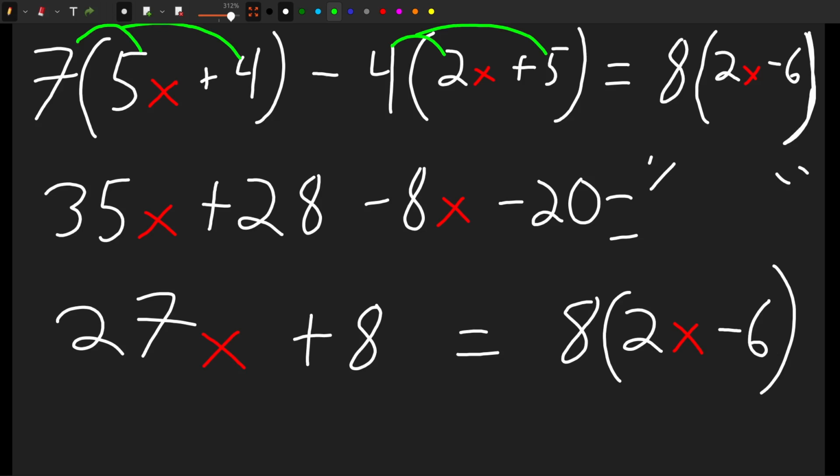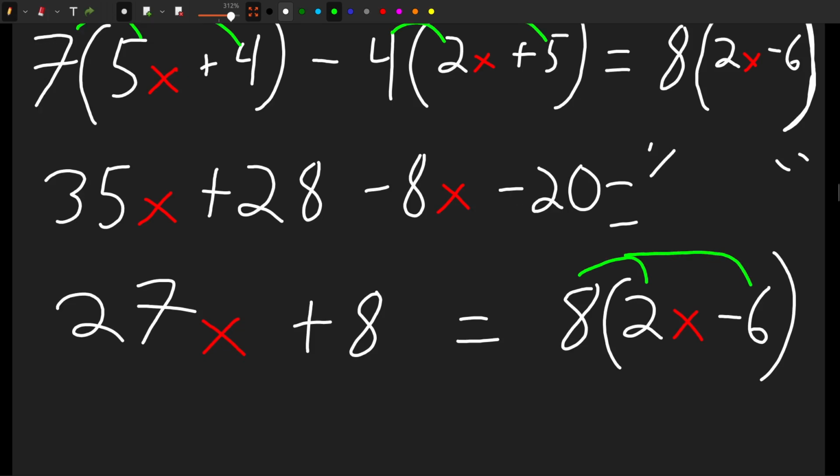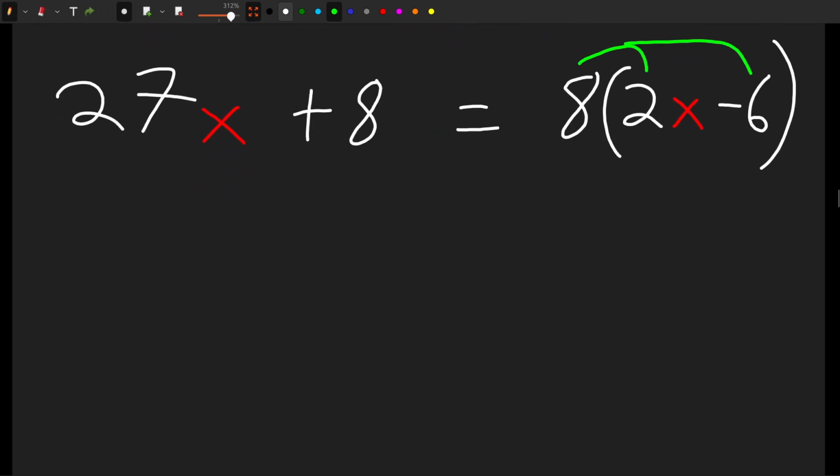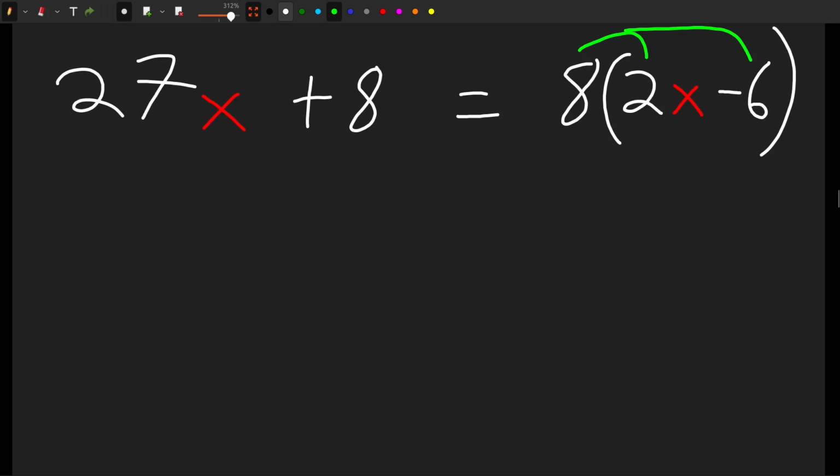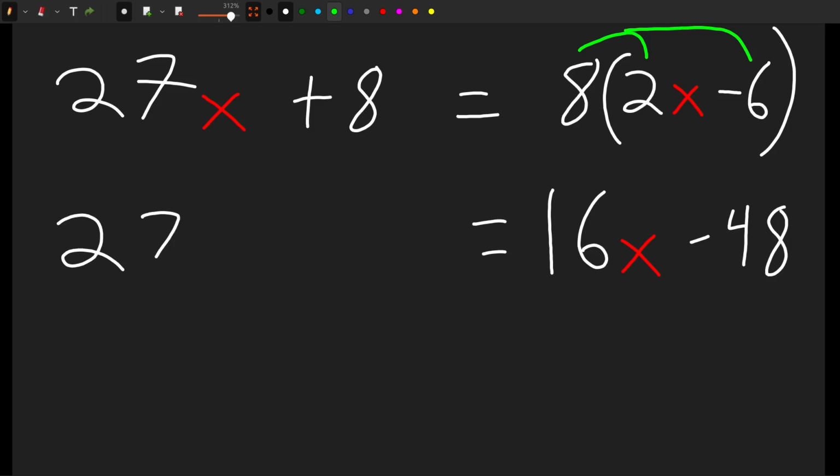Okay, now I will simplify my right-hand side. Do very similar, same thing that I did on the left-hand side. 8 times 2 is going to be 16x minus 8 times negative 6 is negative 48. And now I'm just going to carry down what I had on the other side. So I'm just going to have 27x plus 8. Okay.